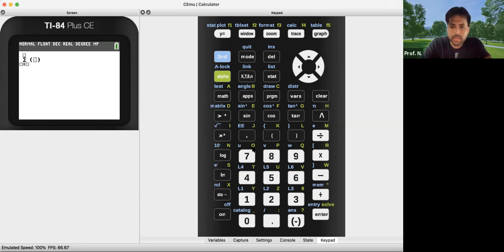Let me see. I think we can use this. I go from 0 to n, and then this goes to 9. And I use math probability here. The first number would be an n, 9, and the next number would be the n. Enter. 512. You see that?